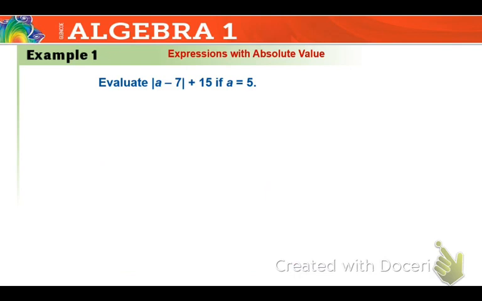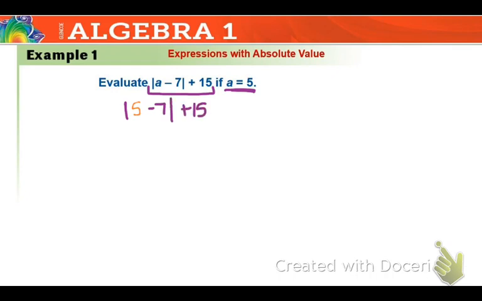The other type we have is when we have an expression and these aren't equal to each other. So right now I have the absolute value of a minus 7 and my absolute value plus 15. And then a is 5. So in the absolute value where I have a, I'm going to write 5 in its place.